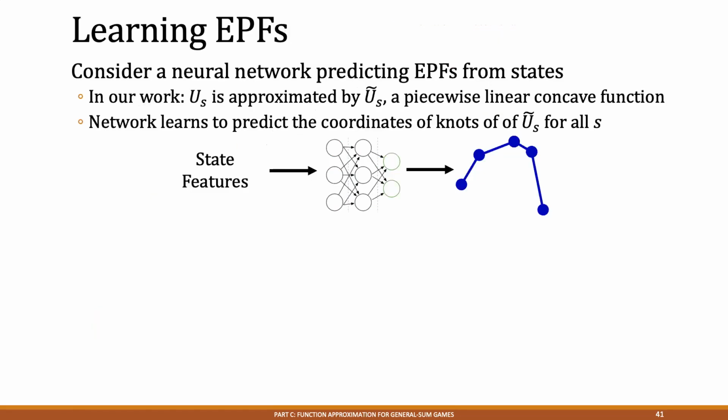So once we have that, we can actually use methods like fitted value iteration or any other supervised learning method out there that was used to try to solve chess. In particular, we can try to have a neural network that predicts EPFs from a particular state or state features. Right, so over here, we go from state features to the knots in this piecewise linear concave function, and that will be our approximation of the EPF.